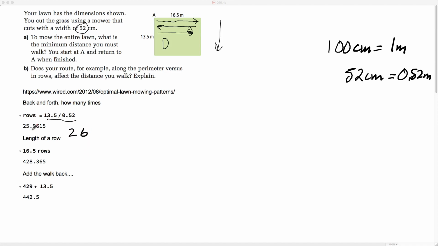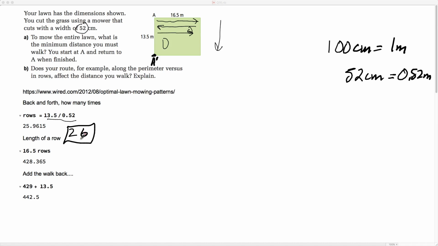I used the exact number, which is ridiculous, and I'll use 26. So we can't round this down. In order to finish the lawn, we're going to have to go back and forth 26 times. And because it's an even number, going to the right, back to the left, going to the right, back to the left, that's going to take us here to, we'll call it A prime, just below A.